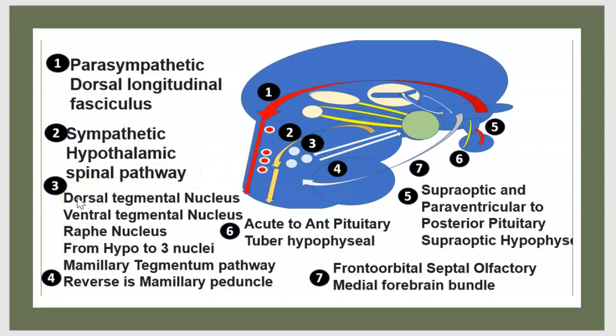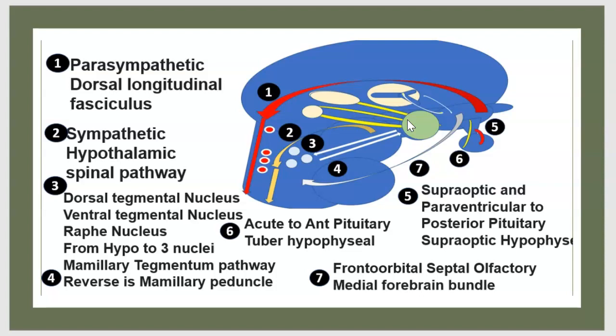Number three, there are three nuclei here: the dorsal tegmental nucleus, the ventral tegmental nucleus, and the raphe nucleus. There is a connection from the three nuclei to the mammillary body, and this connection between the three nuclei and the mammillary body is the mammillary tegmentum pathway. The reverse pathway from mammillary to the three nuclei is the mammillary peduncle pathway.